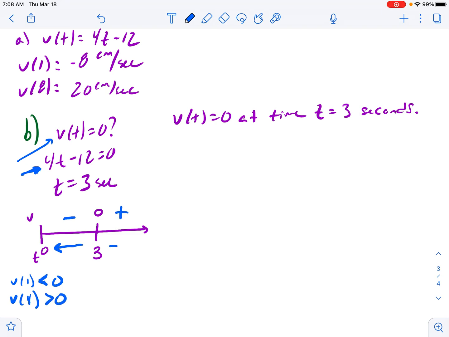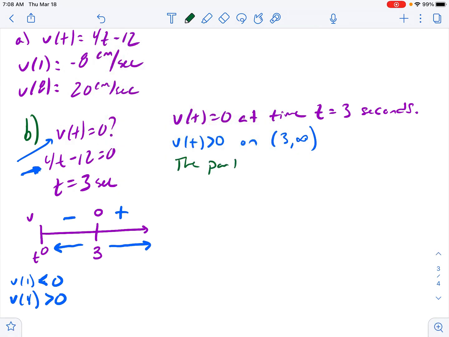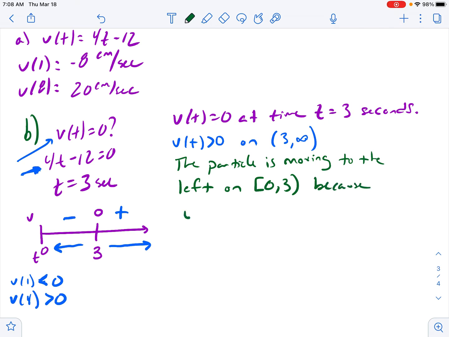Velocity is positive. Particle's moving back to the right. Okay? And so, let's see, it asks when is velocity positive. V of t is greater than 0 on the open interval from 3 to infinity. And the particle is moving to the left on the interval 0, 3 because velocity is less than 0.